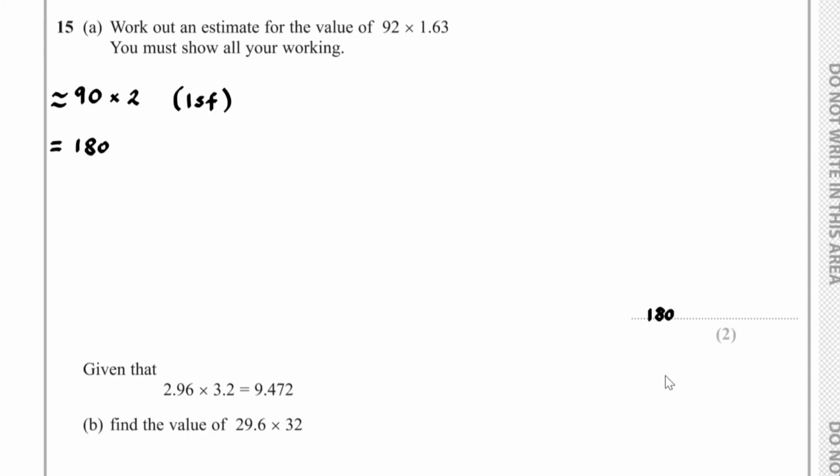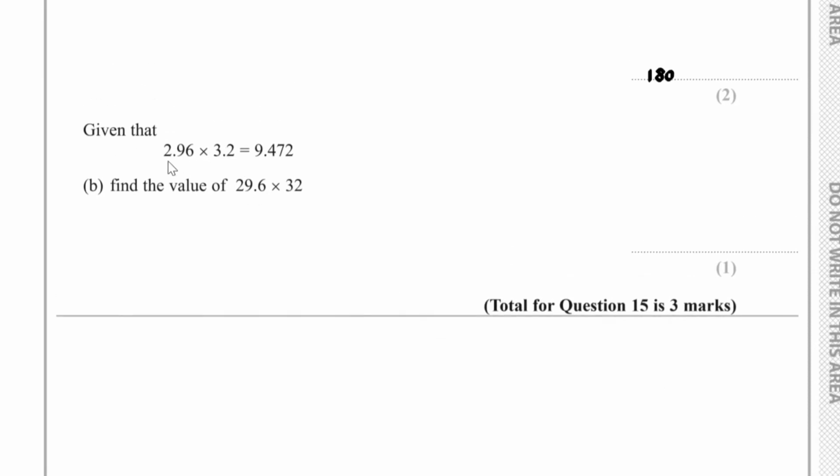180. Then for part B, we are given that 2.96 times 3.2 is equal to 9.472, and with this we have to work out 29.6 times 32. Well, you will notice from the 2.96 to the 29.6 we multiply by 10, and from the 3.2 to the 32 we multiply by 10.